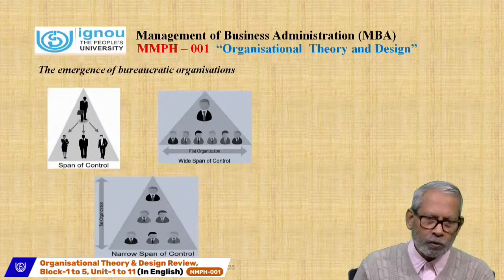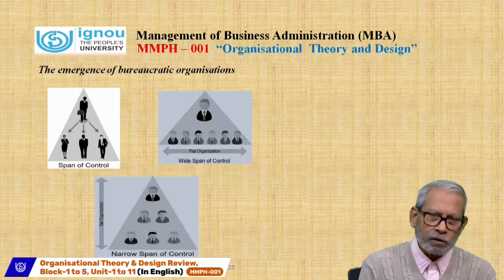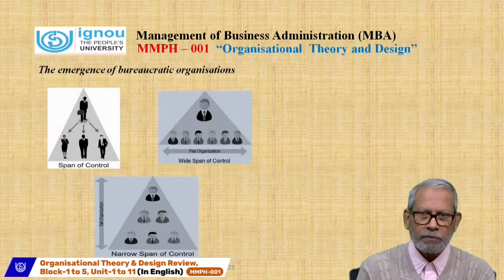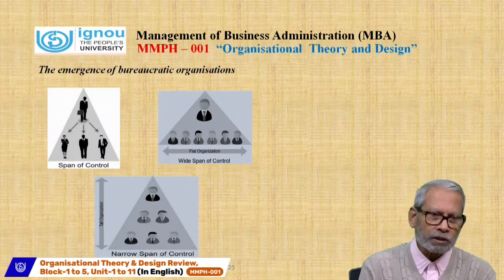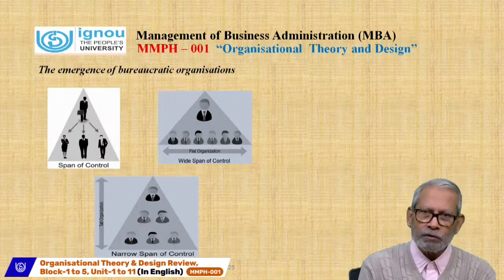There are some diagrams which we have already discussed in the first session. But now here we just recap the things, I mean, just recall the things. Where is the span of control in the top level?